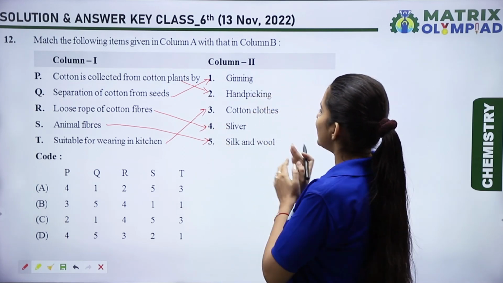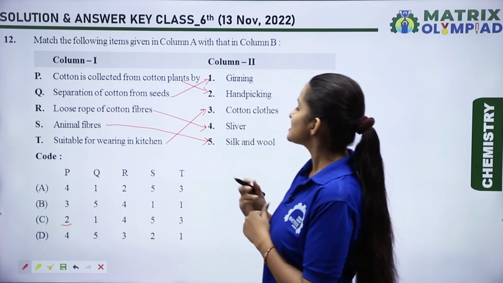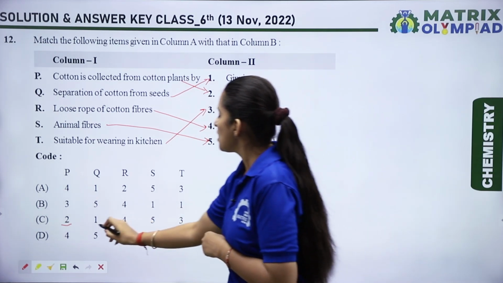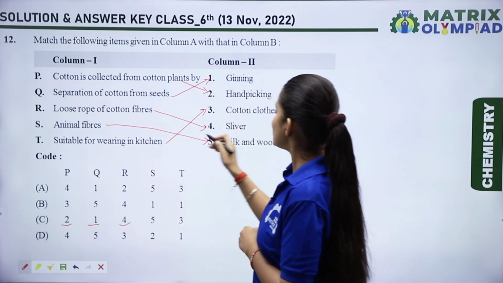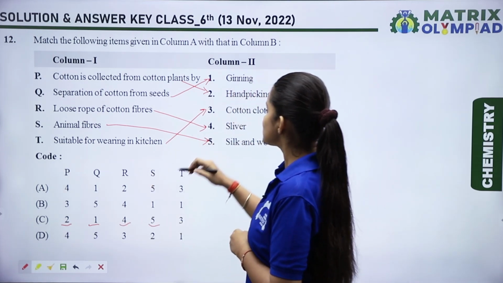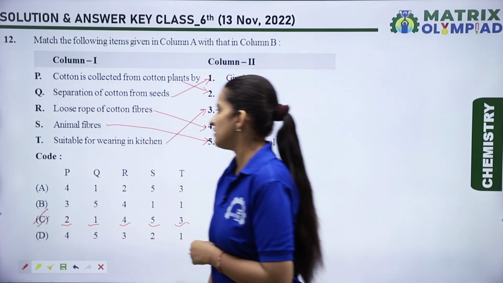So P is correctly matched with 2. Q is correctly matched with 1. R is correctly matched with 4. S is correctly matched with 5. And T is correctly matched with 3. So option C is correct here.